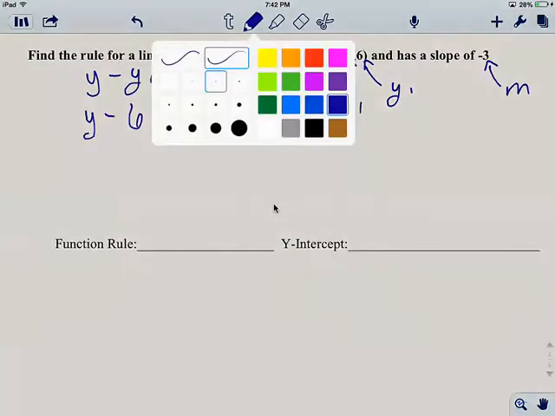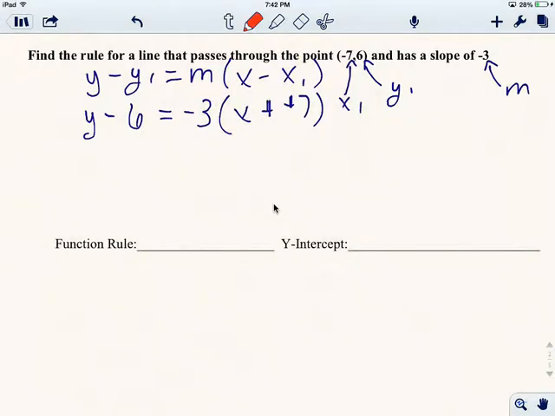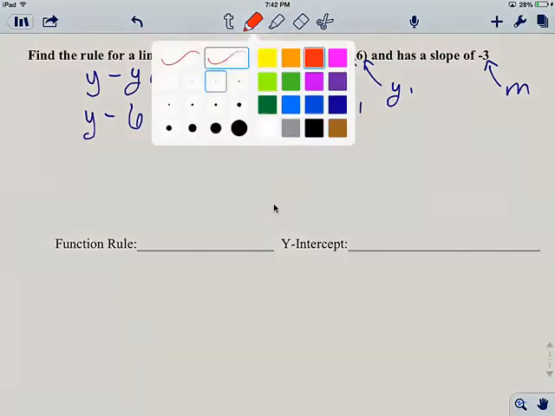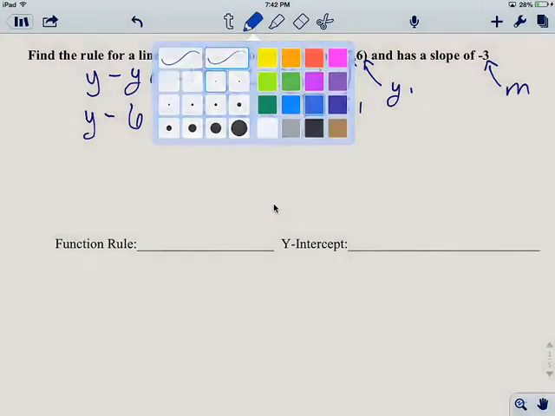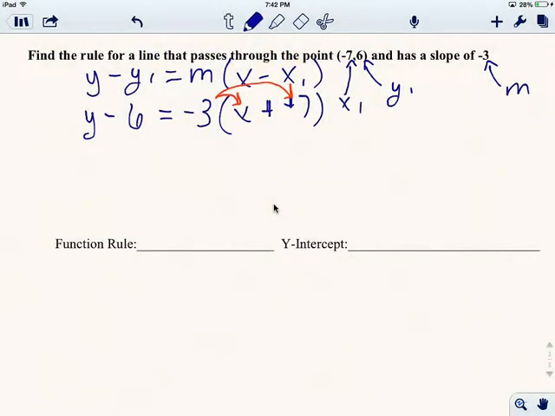Okay, so now there's a couple of things that I need to do here because I need to simplify this thing down into y equals mx plus b. So I'm going to multiply my -3 times both parts. Okay, I'm going to multiply that through or distribute it to everything inside the parentheses. So -3 times x just gives me -3x. And the -3 times a +7 is going to make a -21. And I didn't change anything on the left side yet, so let's just bring that straight down.